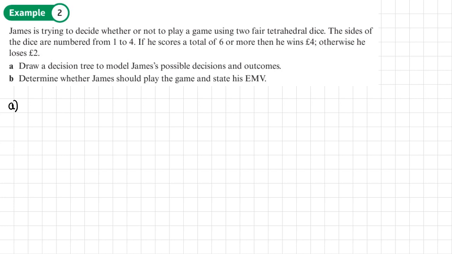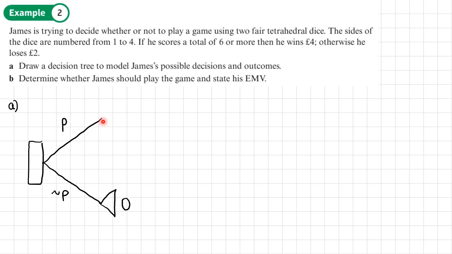Okay, so with a decision tree, the first thing that we have is a decision node here. Now, he's got this game, he's deciding whether or not to play. So the two options are he plays or he doesn't play. So P for play and tilde P for not play. Now, if you don't play, you don't win, you don't lose. So the expected payoff is 0. So we always write down the expected payoff, even if it's 0.